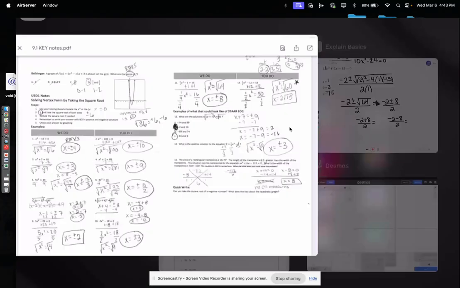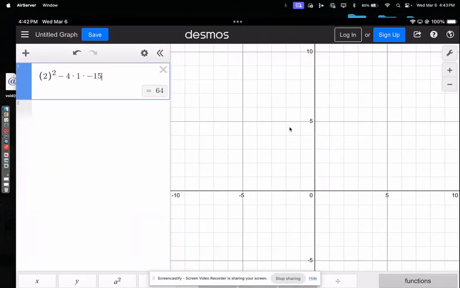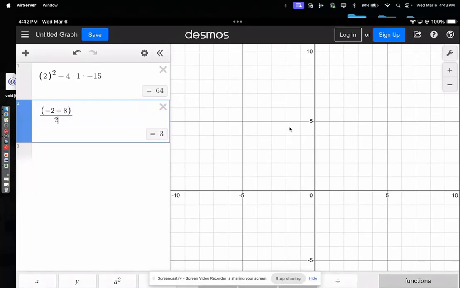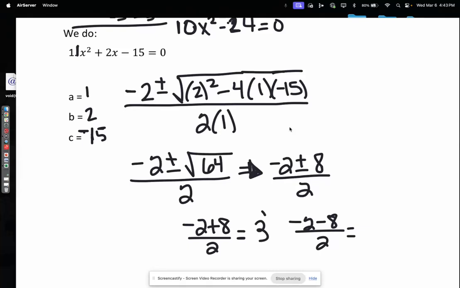And again, you can go to your calculator to do that, right? So you can say -2 plus 8, going to put that in parentheses, all over 2. And then I've got 3, and then I can even go up and I can edit this to be -2 minus 8. So I got 3 and I got -5. So I can write 3, -5, and those are my roots.